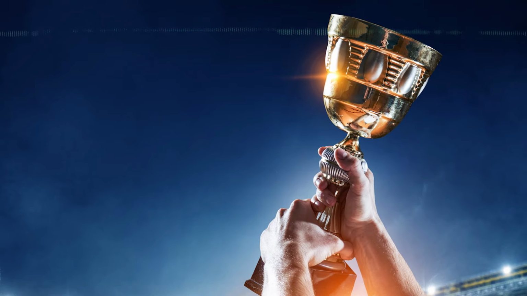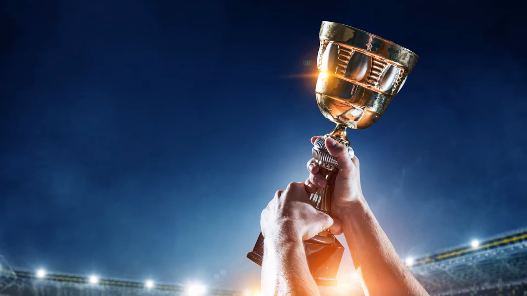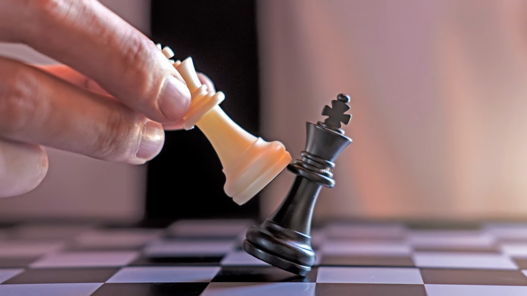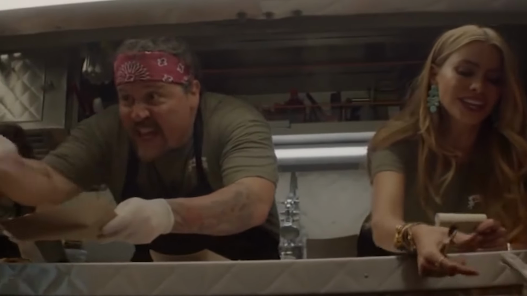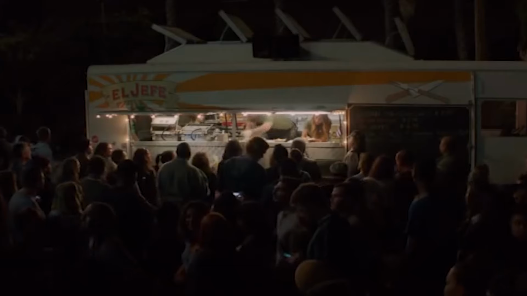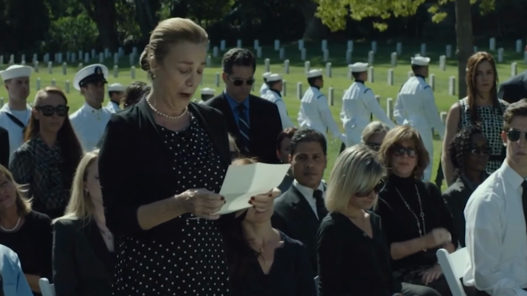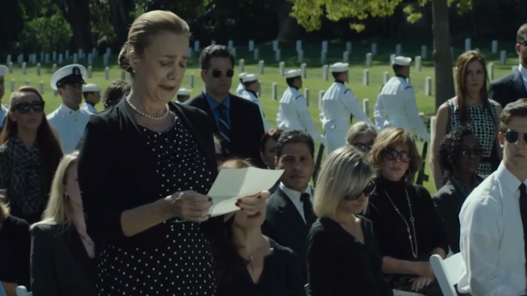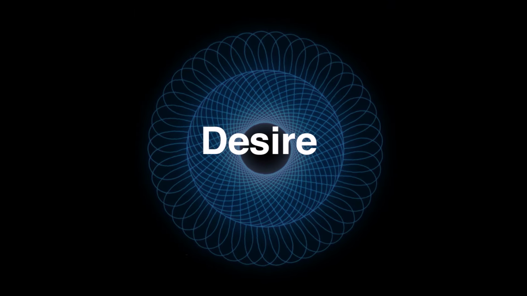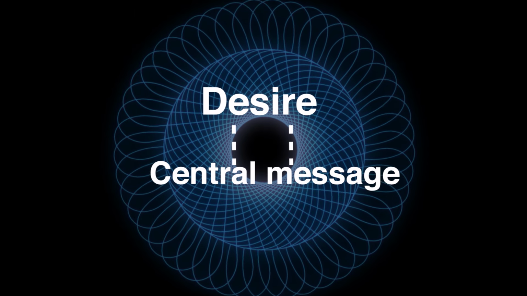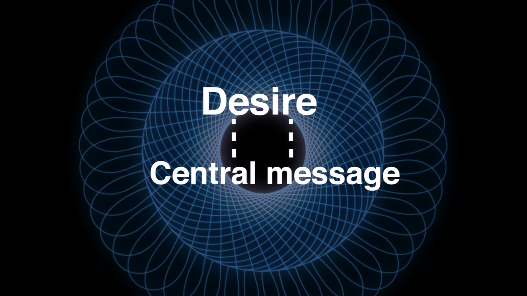A character's desire or goal is what they strive to achieve throughout the story. This can be something tangible like winning a competition or defeating a corrupt leader, or it can be a more abstract pursuit like rediscovering a passion or coping with grief. Regardless of the specific desire, it should be closely connected to the story's central message. That's a constant in writing.